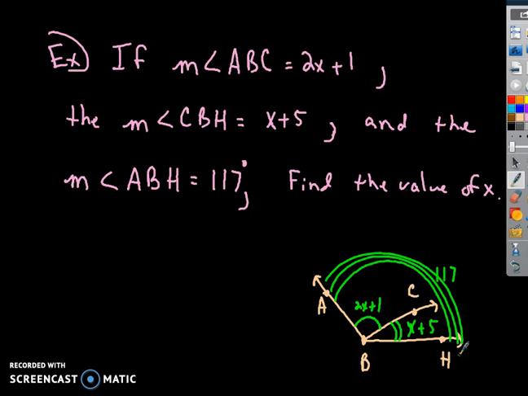So pause the video and see if you can find out. I'm going to give you an explanation for it now. You should have said that 2x plus 1 plus x plus 5 equals 117 and got x equals 37.